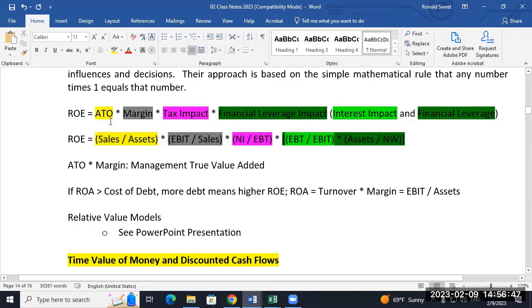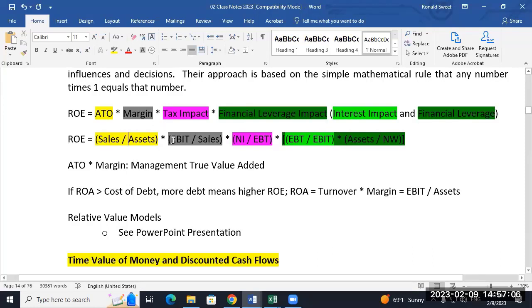So let's see if you remember these ratios. Asset turnover is sales divided by assets. Remember that? Anytime you see the word turnover, you're going to have something related to revenues in the numerator, and whatever in the title is in the denominator. Here it's sales. So asset turnover is sales over assets. Higher is better, lower is worse.